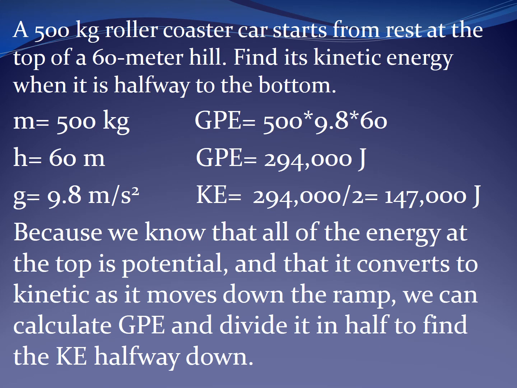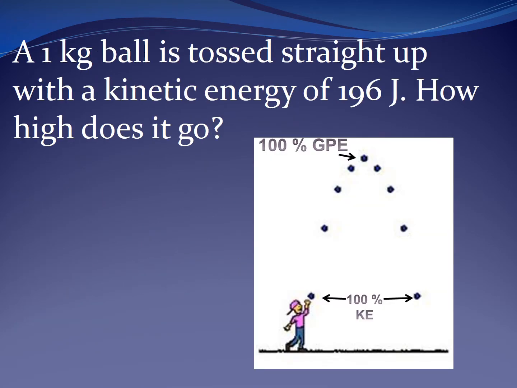With our information, we can find gravitational potential energy, mgh, and we figure out that it's 294,000 joules. If we just want to find out what it is at the halfway point, we just divide by 2, and we get 147,000 joules. Just like we said, the energy at the very top is all potential, and then it converts to kinetic as it moves down the ramp. At the very bottom, that's where it has the most kinetic energy.